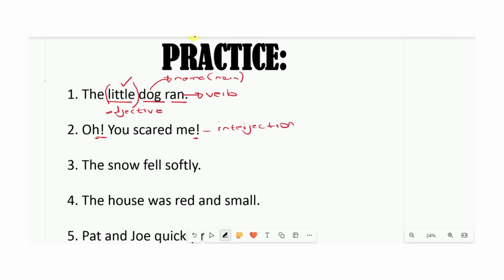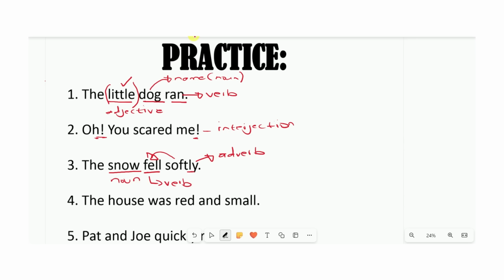The snow fell softly. What are we talking about here? We are talking about snow. So snow automatically becomes what? Your noun. And then it fell. Fell now is an action that is performed by the snow, which is a verb. Now, something interesting here. Not only did the snow fall, but it fell how? Softly. So softly now tells us more about the action, how the action was performed by the snow. It fell softly. So remember, anything that tells us more about the action that is being performed, we call it what? The adverb. An adverb. Right.